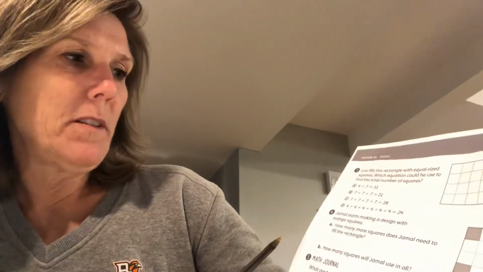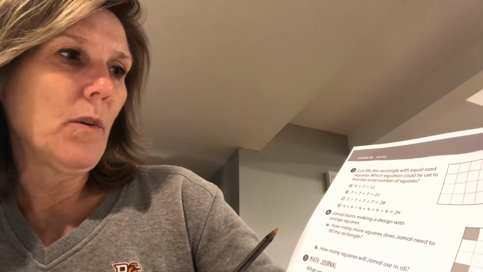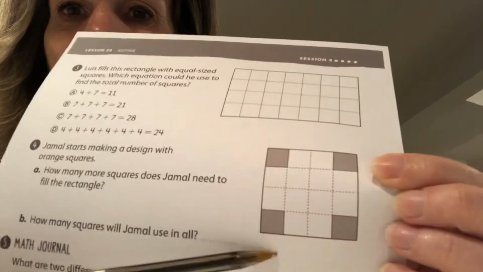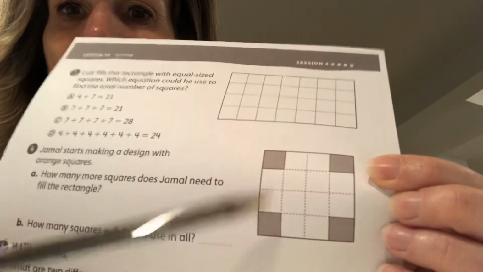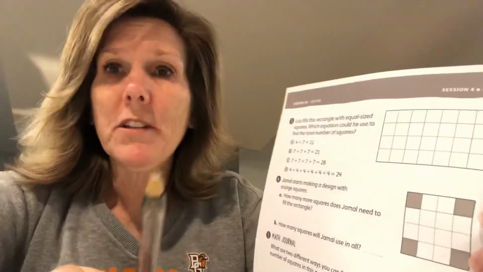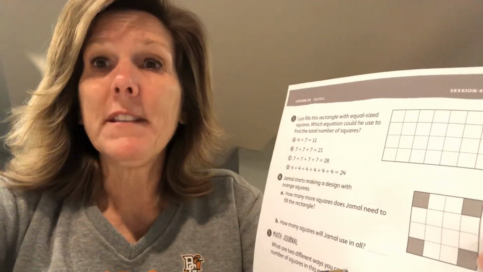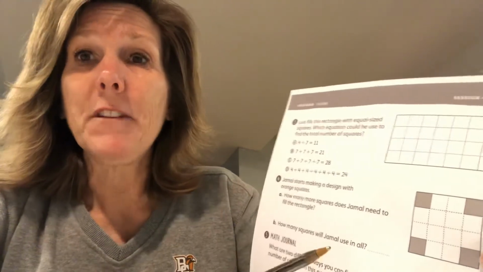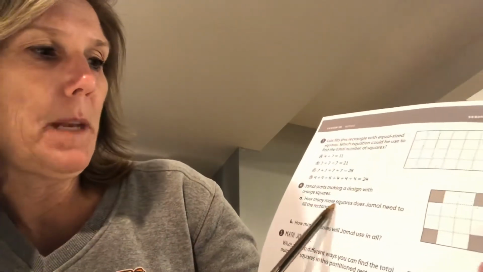Number 4, Jamal starts making a design with orange squares. Okay, so this is what he started with. If this were in color, these would be orange. So he had those 4 in the corner, and then he started dividing, because when we partition rectangles, they have to be all the same size. The squares inside have to be the same size. How many more squares does Jamal need to fill the rectangle?